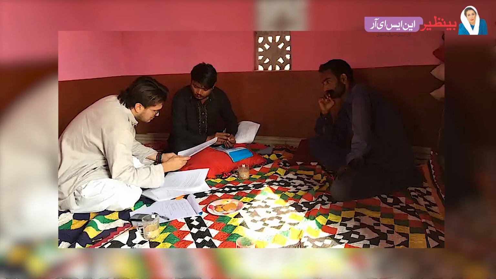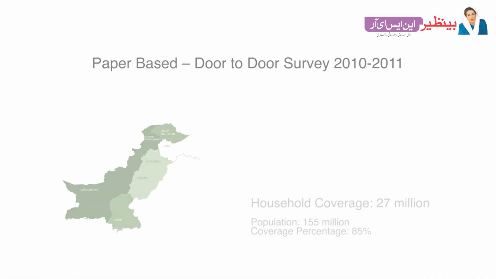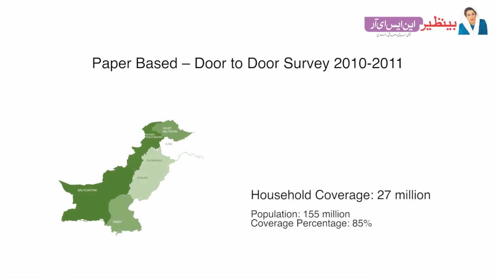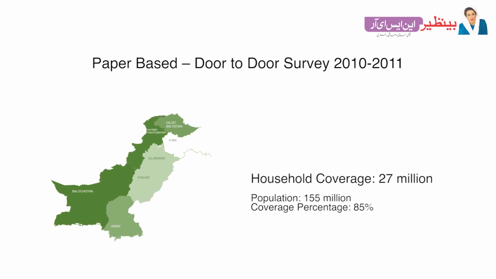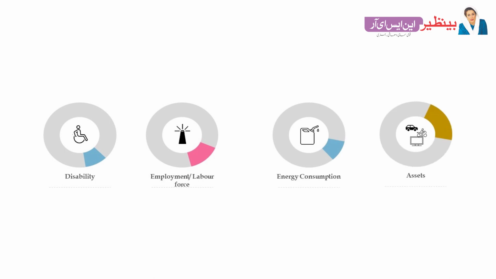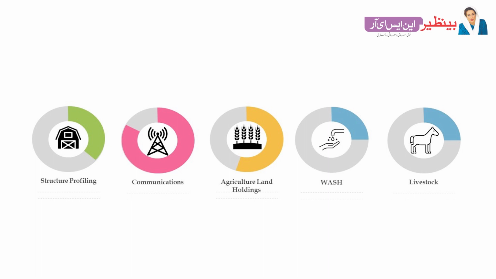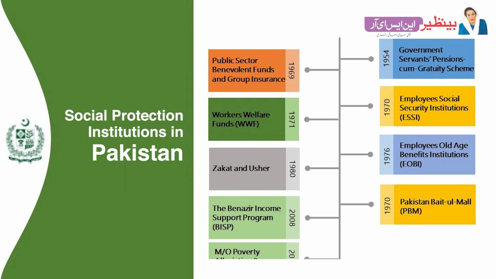On completion of the door-to-door survey, the National Socio-economic Registry (NSER), with a coverage of 27 million households and 155 million population, was established in the year 2011. NSER became a data repository which contained information on socio-economic indicators to determine the socio-economic status of the registered households. It was established to serve as a targeting platform not only for BISP but for all social protection programs of the country.